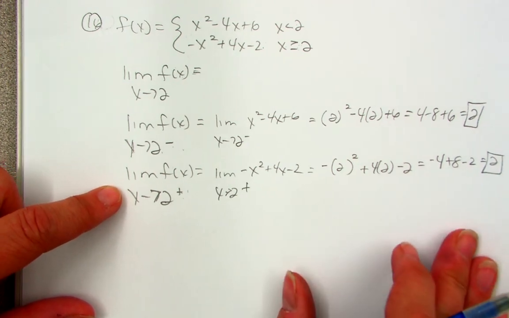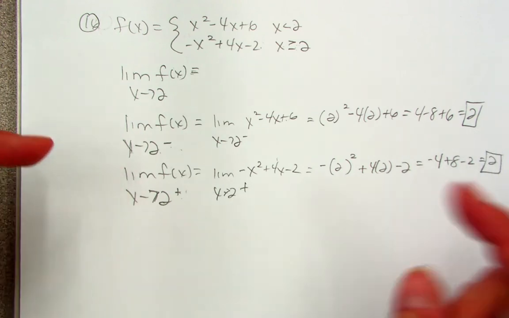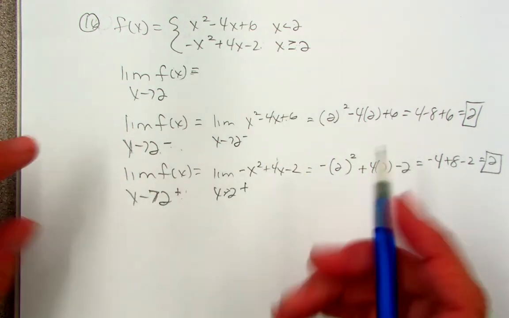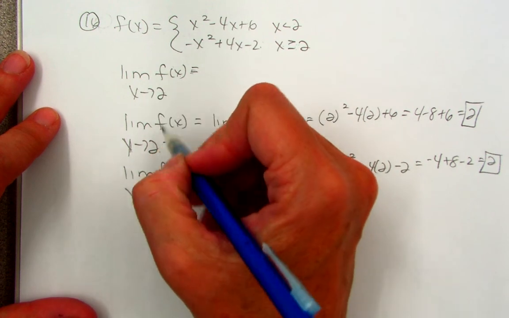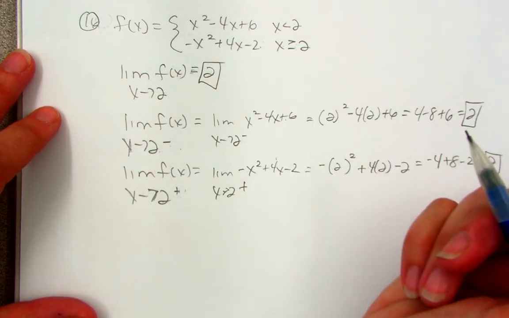So it looks as if, even though these two pieces were different, that from the right and the left, they both approach the y output value of 2. They both come together. So therefore, now I can answer this, because I double checked from left and right. The limit does exist, and it is 2.